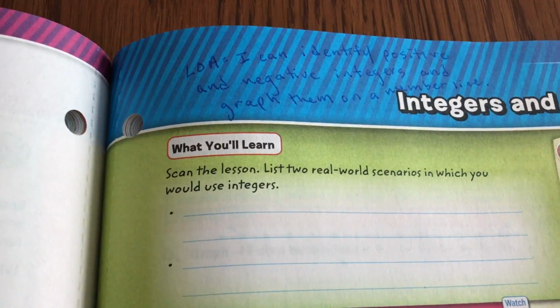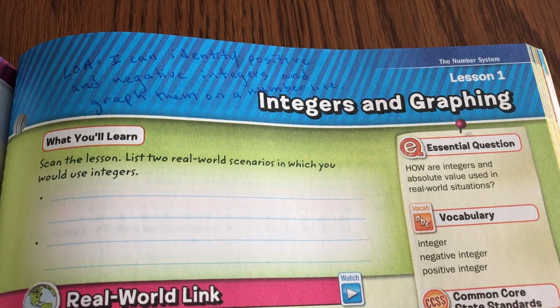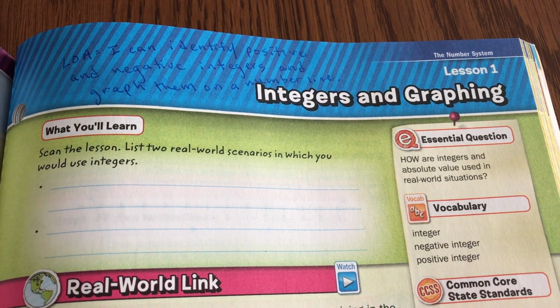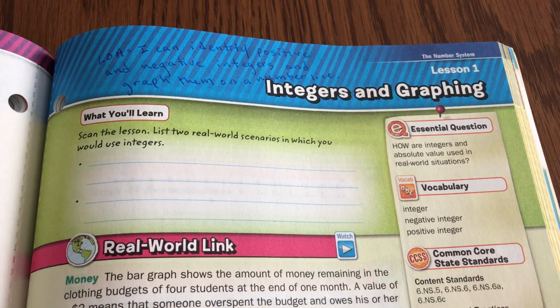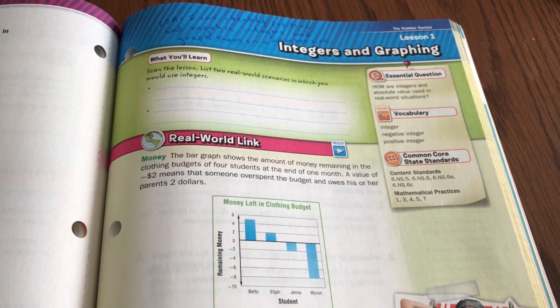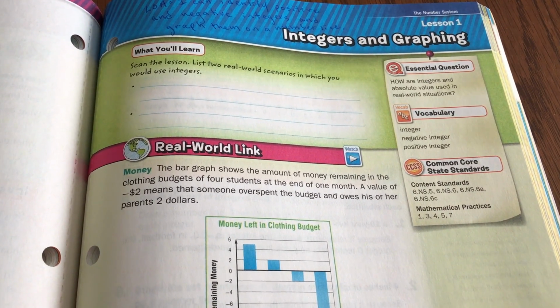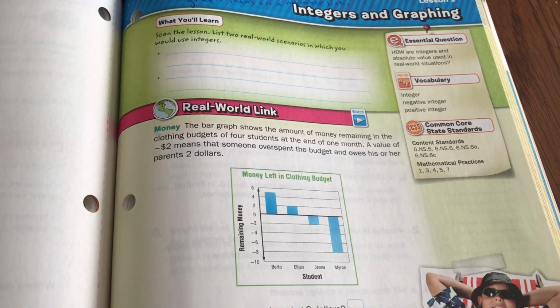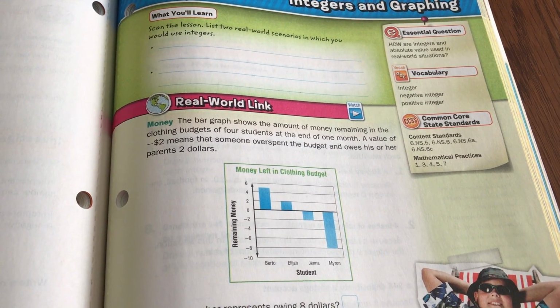So in lesson 1, our learning objective is I can identify positive and negative integers and graph them on a number line. So we have to know what integers are. And we're going to have to be able to identify if something is positive or negative value and then graph it on a number line.